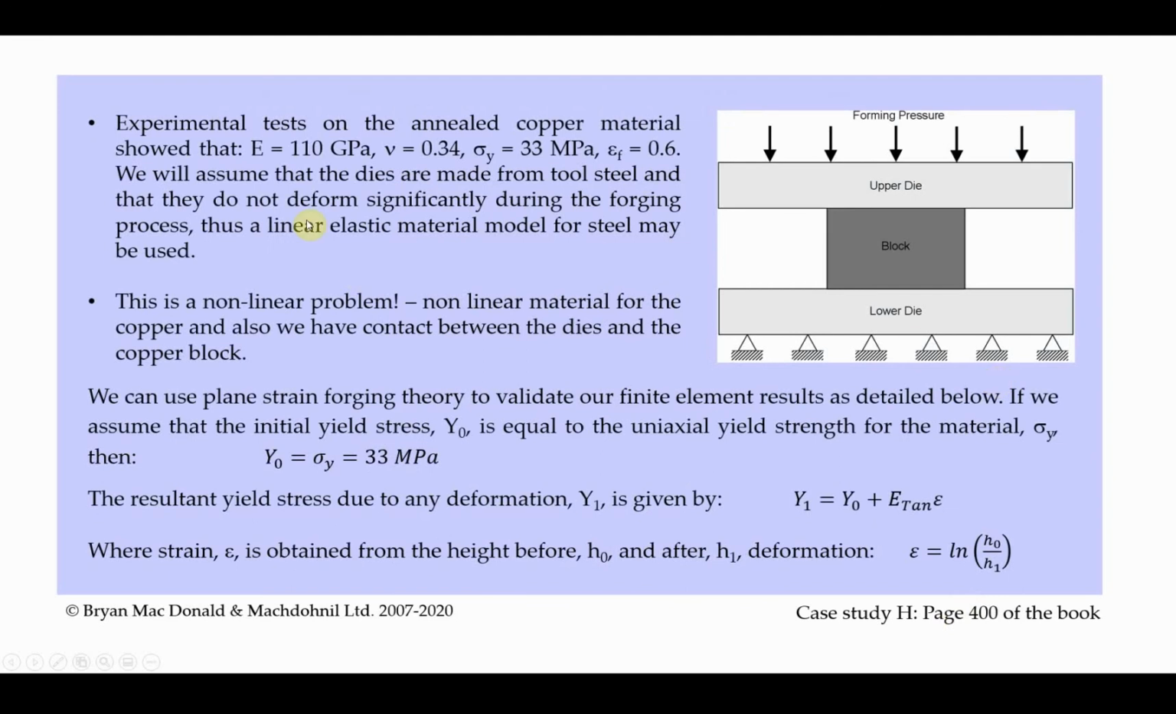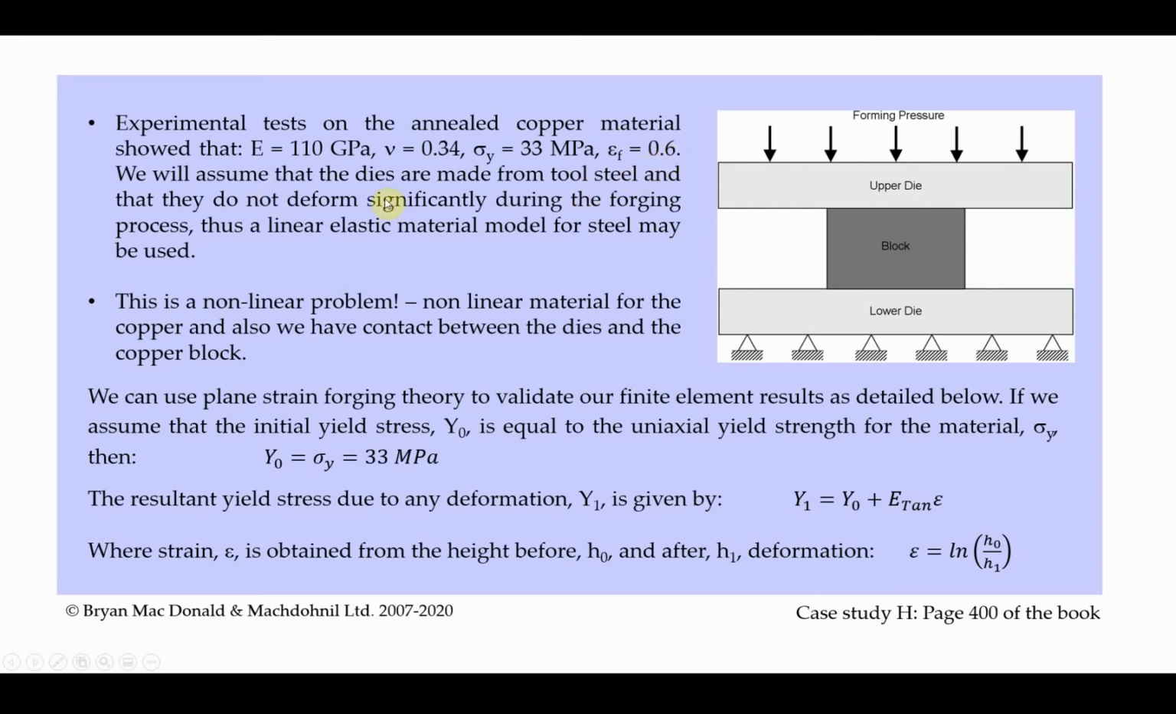The first thing we're told in the case study is that experimental tests on the annealed copper material showed that we had a Young's modulus of 110 gigapascals, a Poisson's ratio of 0.34, a yield stress of 33 megapascals, and a failure strain of 0.6. There are no units on strain.